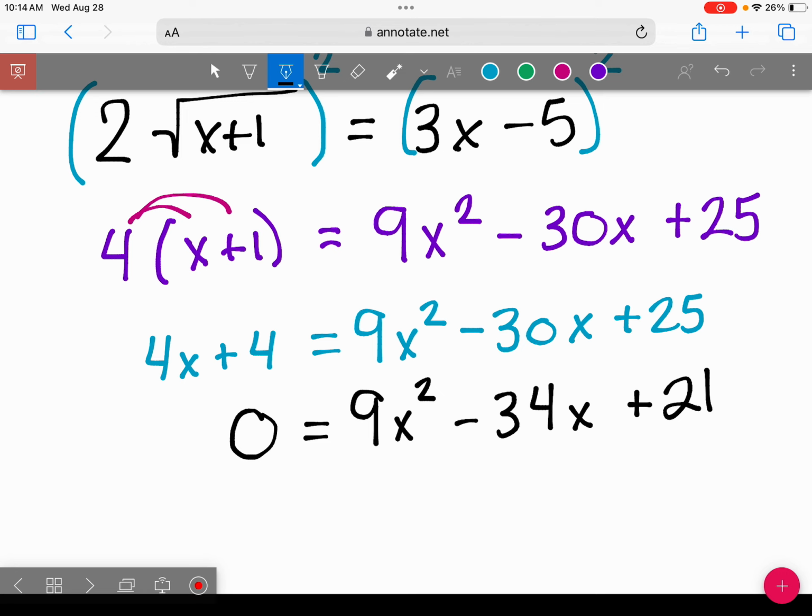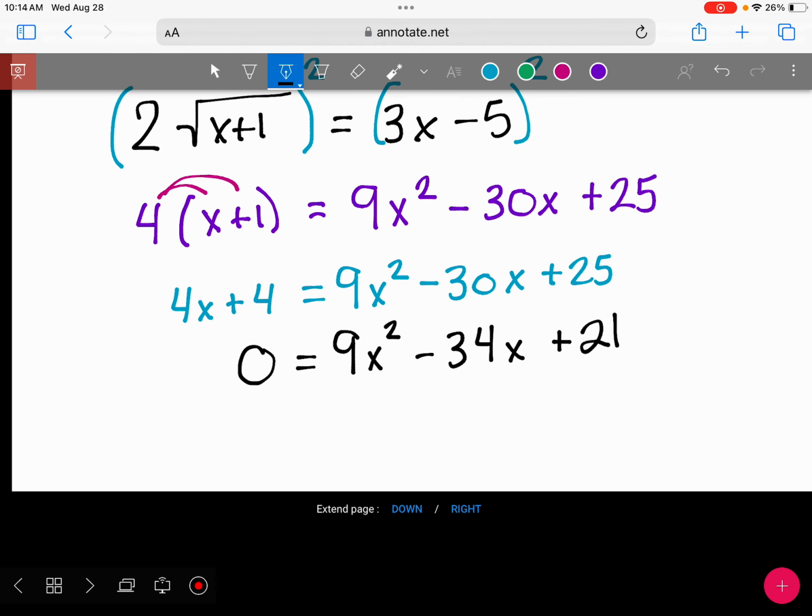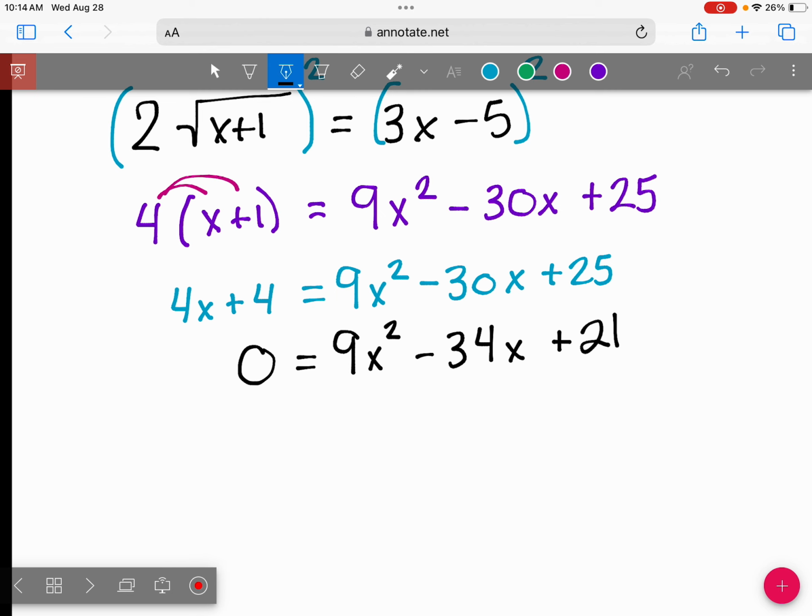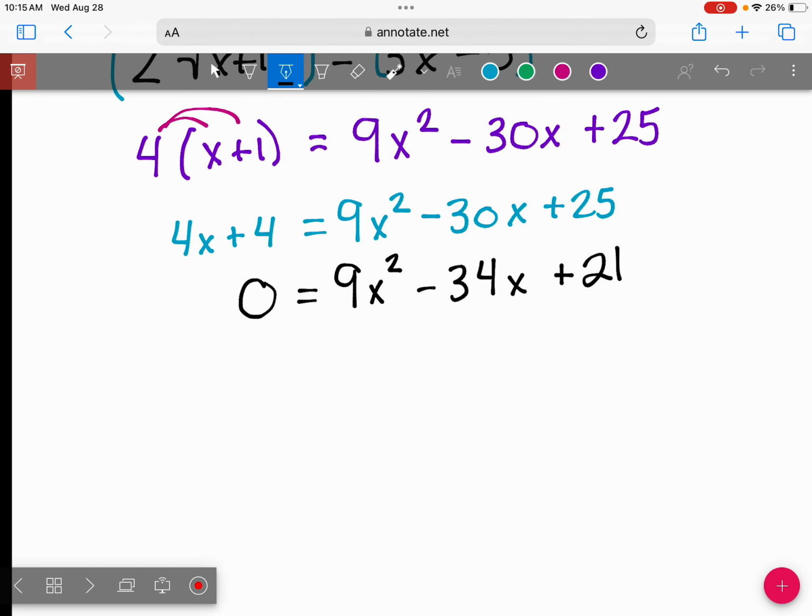It is disgusting. It is super disgusting. But honestly, these ones are nearly impossible to write with not ugly numbers. Because now we need to solve this thing. It does factor, because it's going to multiply to make 189 and add to make negative 34.